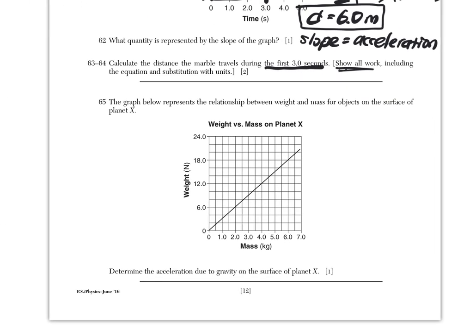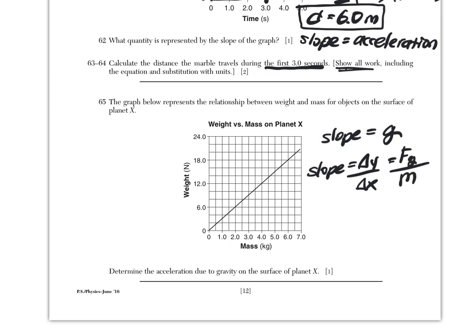B2 is 65, and we have weight versus mass. I know that the slope of this guy is acceleration due to gravity. Slope is rise over run, delta y over delta x. That would be weight over mass. I know that acceleration due to gravity is weight over mass, and so that is going to be the slope of this line. And so if it says determine acceleration due to gravity, g, of the surface of planet X, that would be the slope.